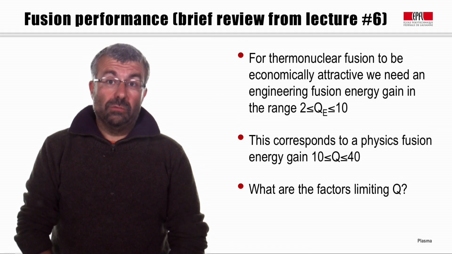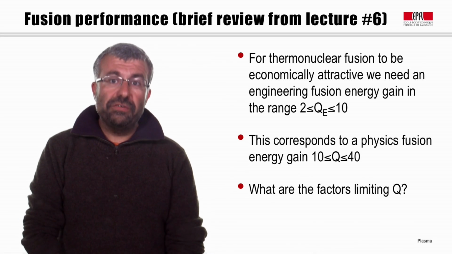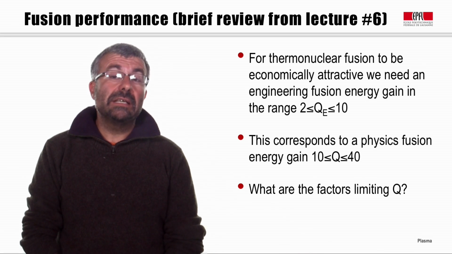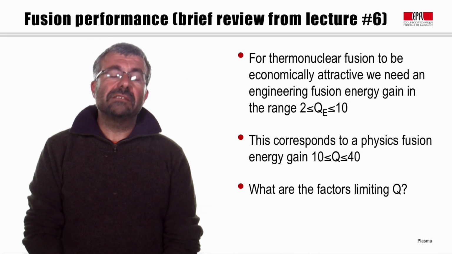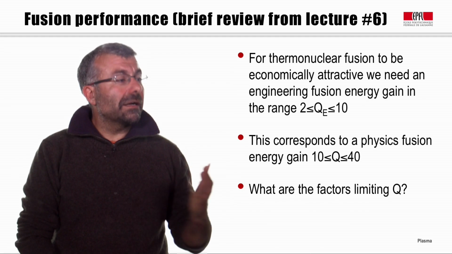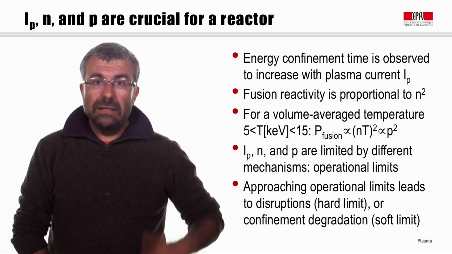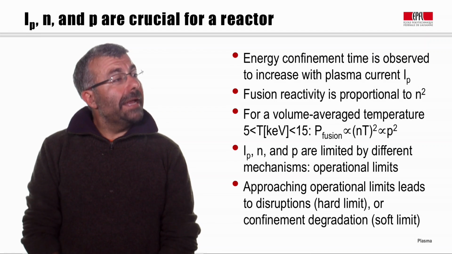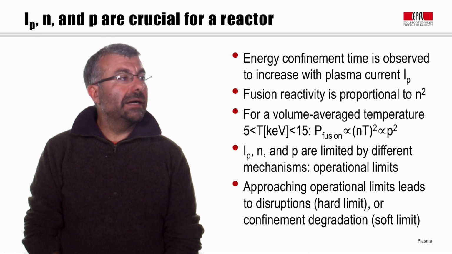We also know that to achieve this sufficiently high capital Q, we need to have a sufficiently high value of the triple product N, T, tau E. So we ask ourselves our question: what are the factors limiting the fusion energy gain capital Q? Now, the first thing that we know is that the energy confinement time is observed to increase with the plasma current, IP.